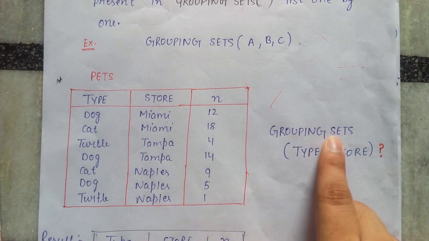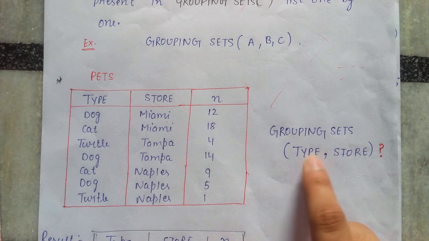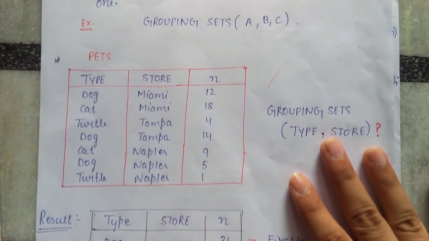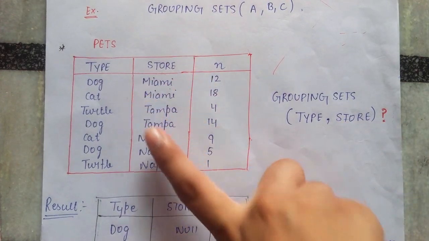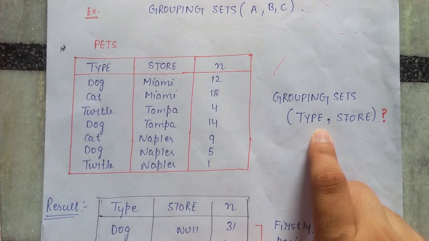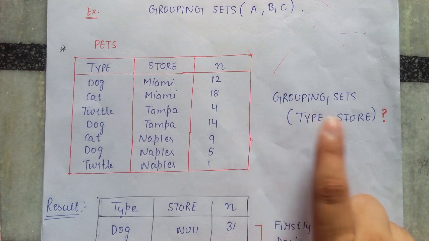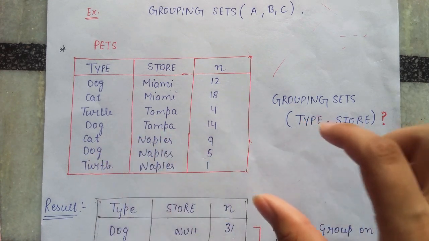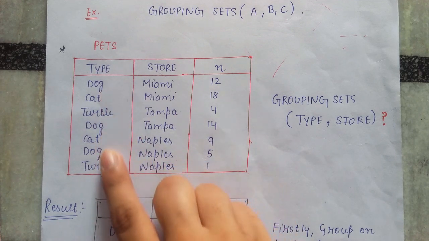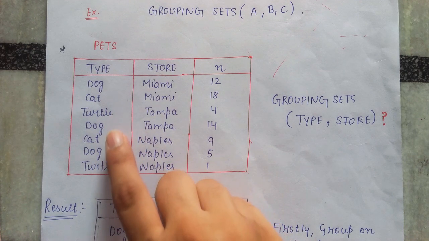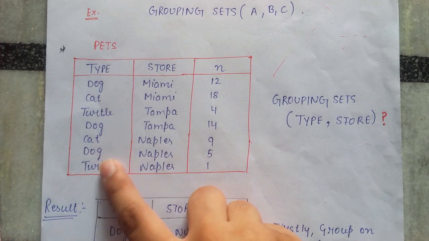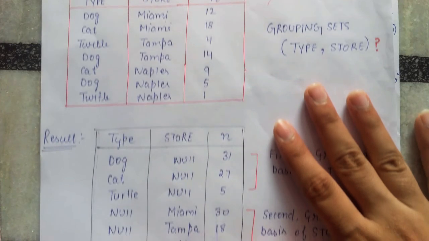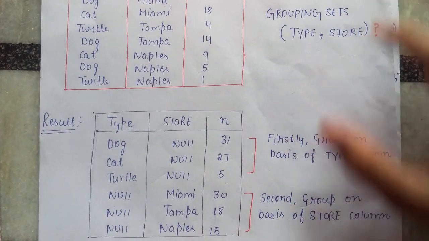As I told you, grouping sets will group the data on the basis of all the columns one by one that are mentioned in the grouping sets. So firstly it will group the entire table on the basis of the type column, and then it will group the entire table on the basis of the store column. When we group this table on the basis of the type column, we make groups of all the animals present in the type column. There are three groups present: dog, cat, and turtle. This is the result of this query.